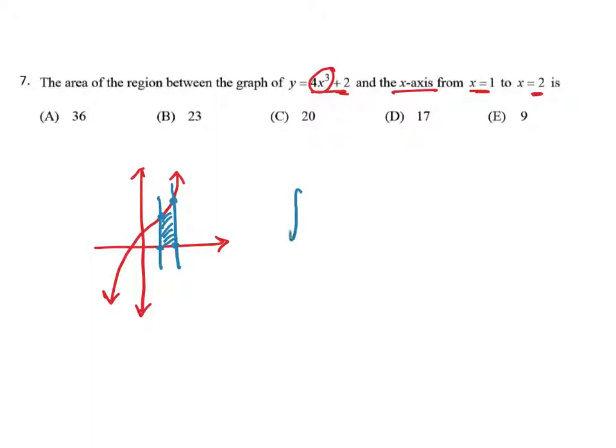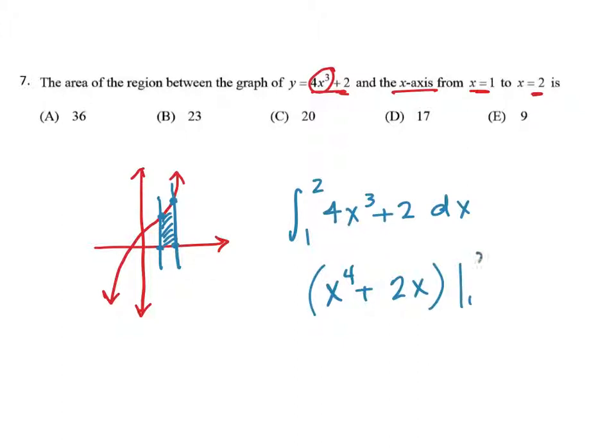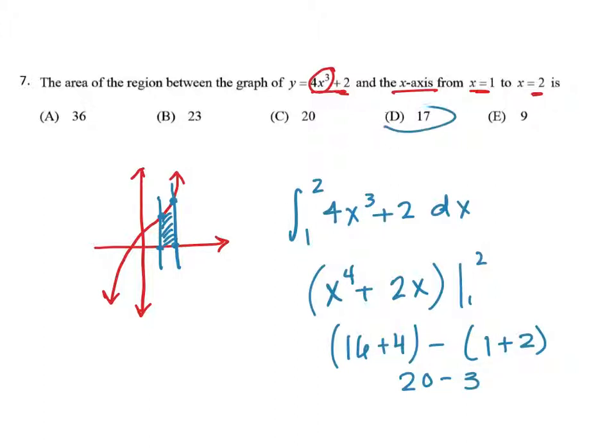So we're going to integrate from 1 to 2 of 4x cubed plus 2. And so we're going to have x to the 4th plus 2x. And we are evaluating this from 1 to 2. And so that's going to give me 16 plus 4 minus 1 plus 2. And so that's going to be 20 minus 3, or 17.